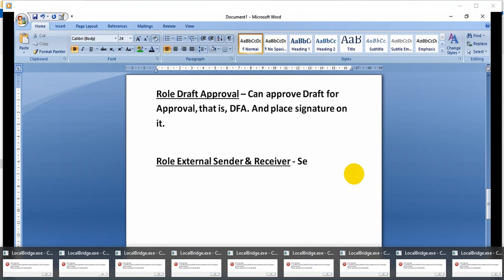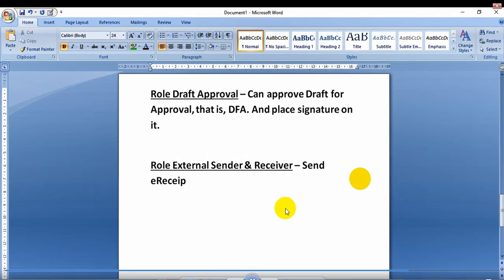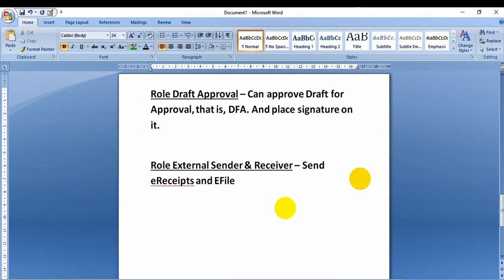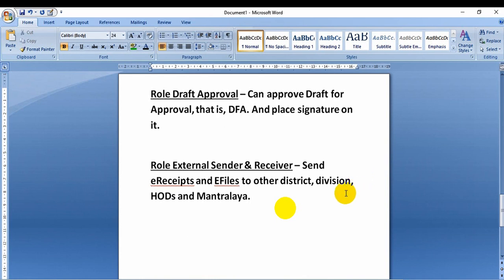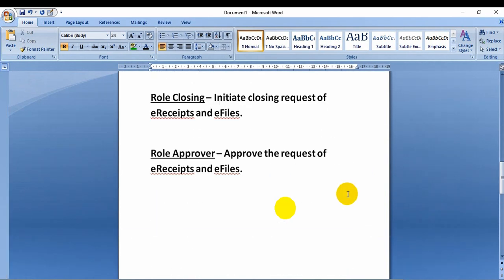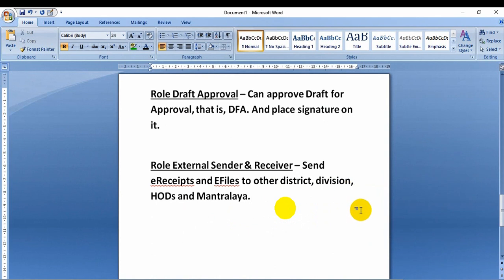So who will send these from one district to outside? So first I will write the role here: sending e-receipts and e-files to other district, then division, then HODs and Mantralaya. Okay, now the CRU person and this person can be different. The same person can have all such power, I can say. It is not like anyone from the office can send directly to Mantralaya. Everyone has some specific roles and powers. We need to follow the proper channel. So I'm writing this.